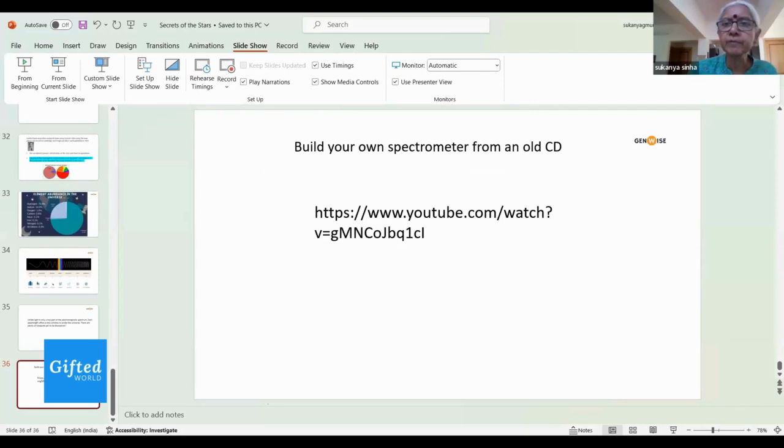And if you search on the internet, you will find plenty of links to build this spectroscope, just from a cereal box and an old CD. So it's very, very cute, really.